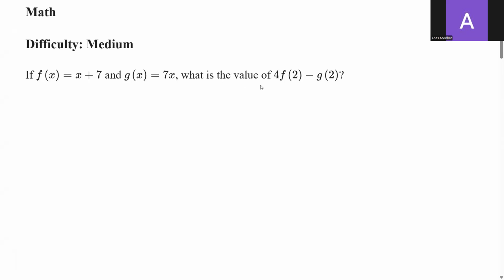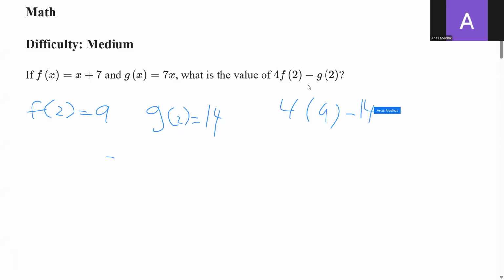Okay, for f of x and g of x, what's the value? We'll also substitute. Let's get f of 2. f of 2 is equal to 9, and g of 2 is equal to 14. And substitute 4 times 9 minus 14. 36 minus 14, which is 22.